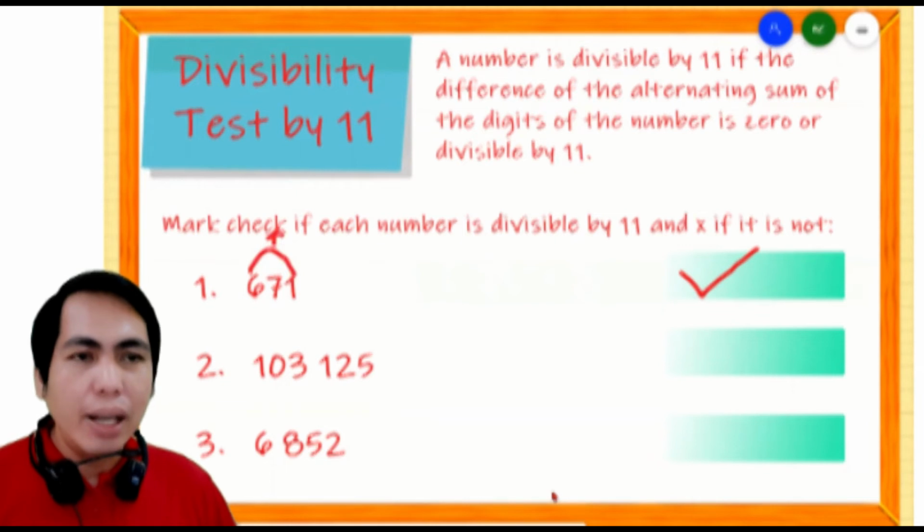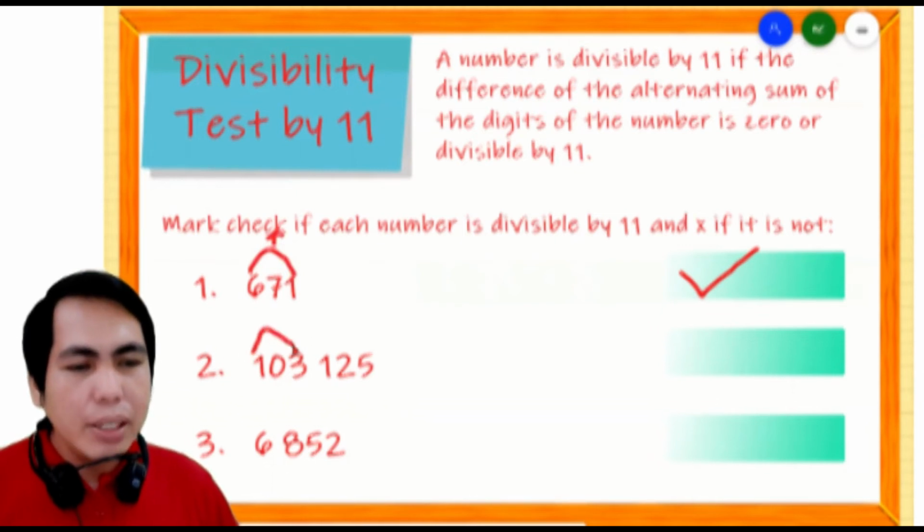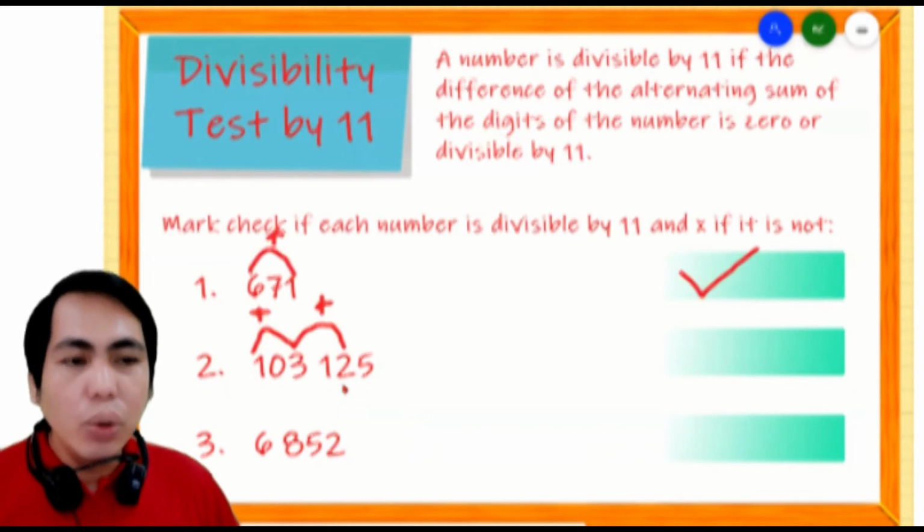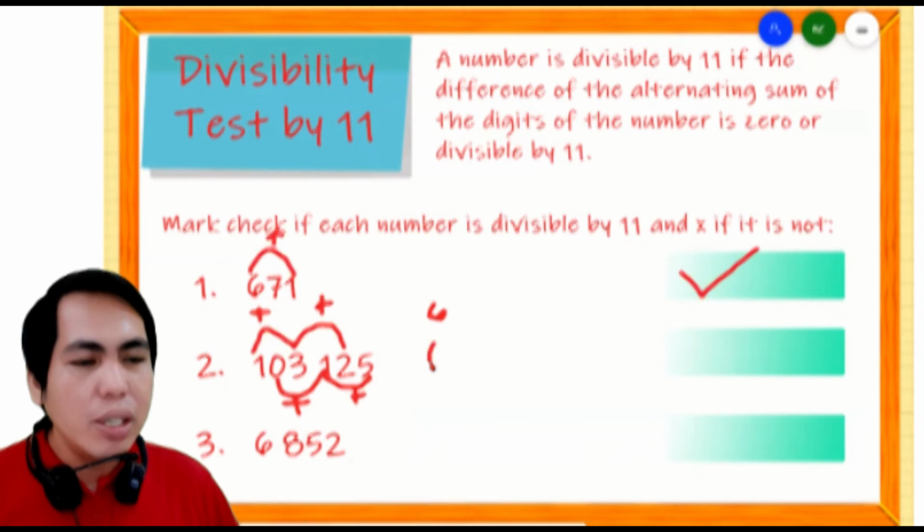103,125. We have to add the alternate digits. So we'll start with 1 plus 3 plus 2. So we have to add this. 1 plus 3 is 4 plus 2 is 6. We have to do the same with the other digits. 0 plus 1 plus 5 is also 6.